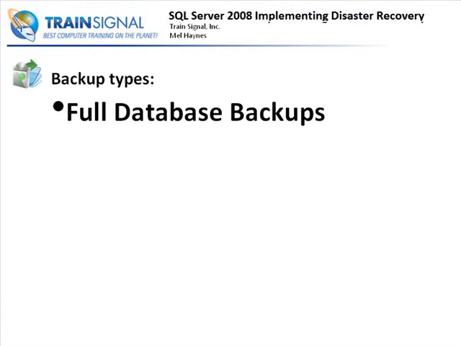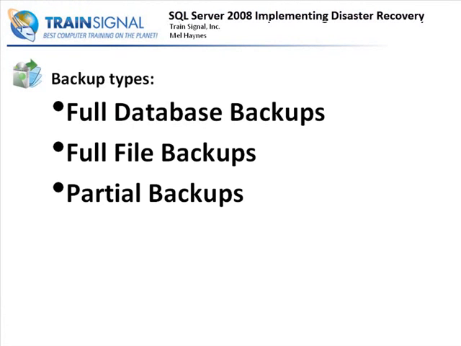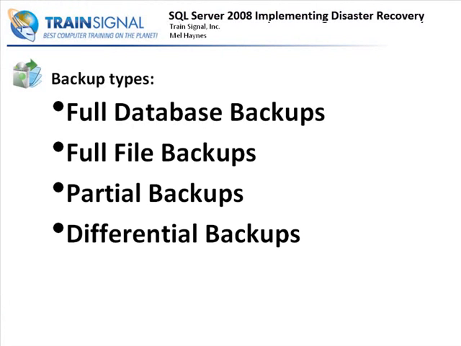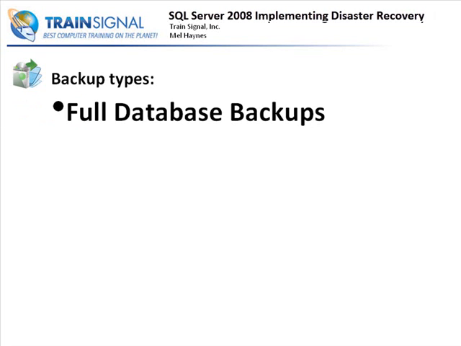So now we're going to go through the 4 main backup types and just kind of give you a bird's eye view first, and then we'll delve in and actually do some backups. Starting with full database backups, full file backups, partial backups, and then differential. We've talked about these in some form or fashion, but I want to spend a little more time. So starting with our full database backups.